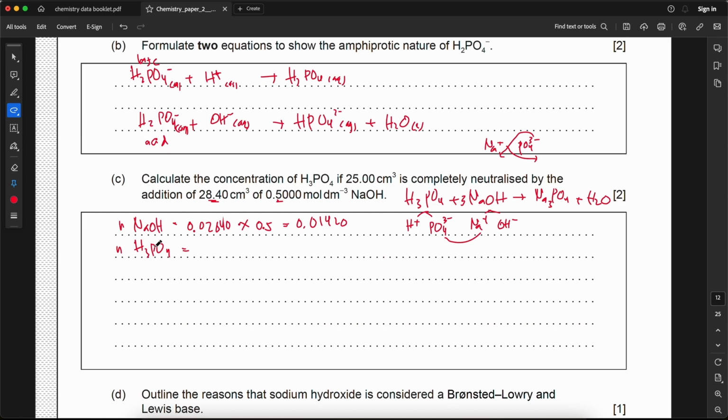H always with OH minus will form H2O. So for the mole of H3PO4, the coefficient is 1. So that would be 1/3 times the mole of NaOH, which will be 0.00473. And the concentration now we can find out, which is 0.00473 divided by volume 0.025, and you get 0.1893 mole per decimeter cube.